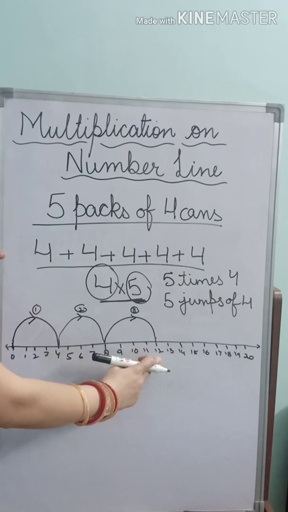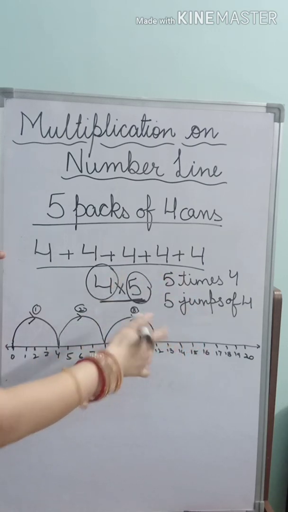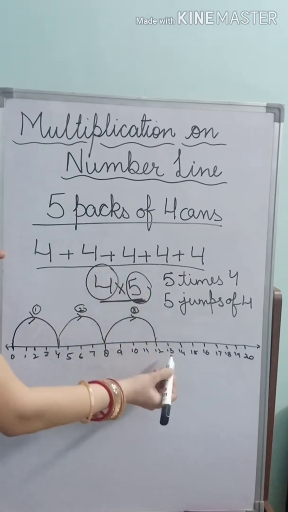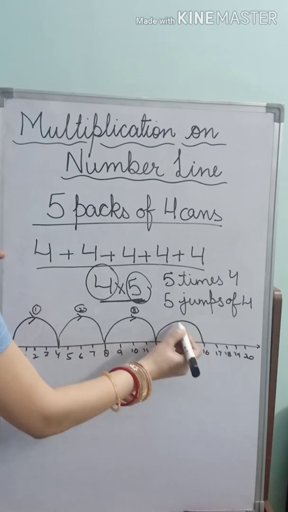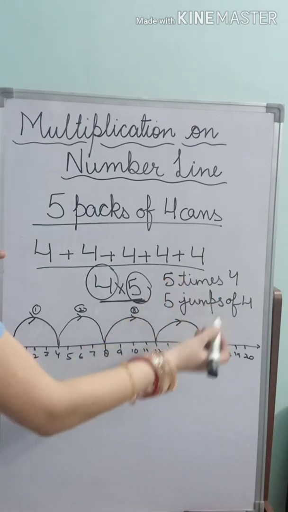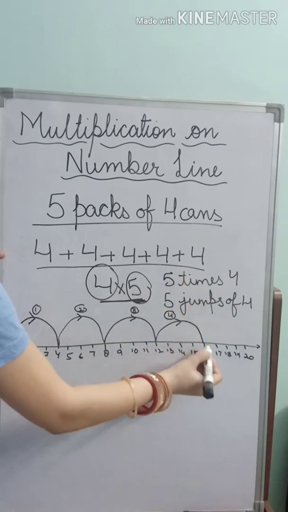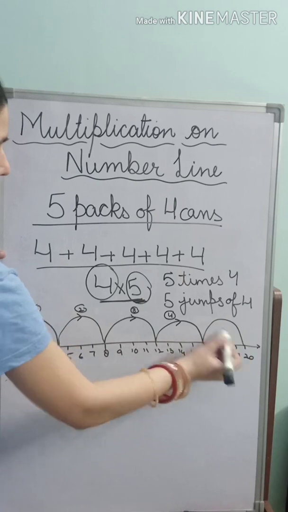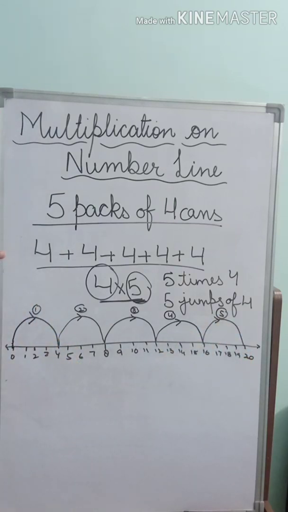So I have taken 3 jumps, but how many jumps do we need? We need 5 jumps. So let's move ahead. 1, 2, 3 and 4. So I'll reach 16, right? And this was the fourth jump. I need one more jump. So 1, 2, 3 and 4. That means we reach 20 on our fifth jump.